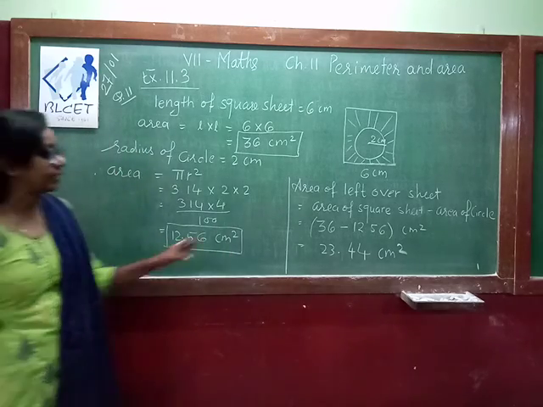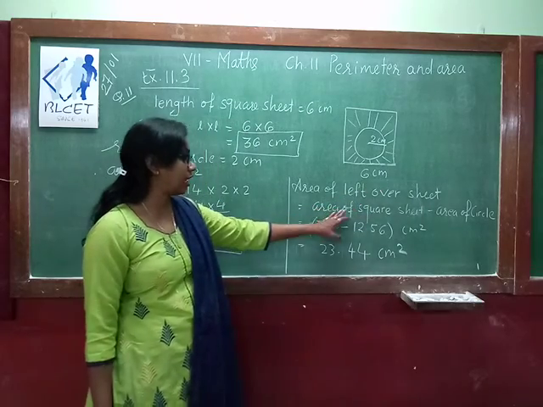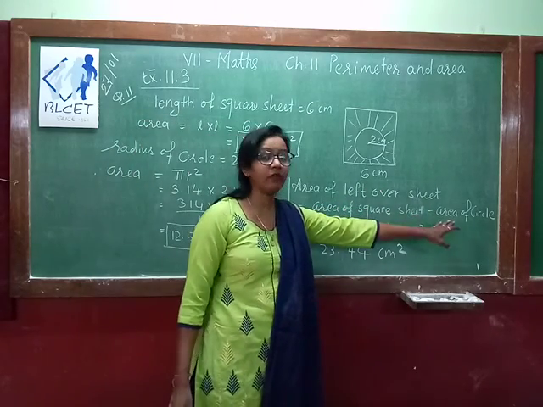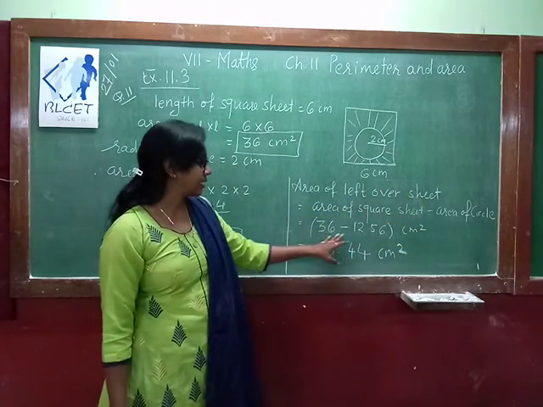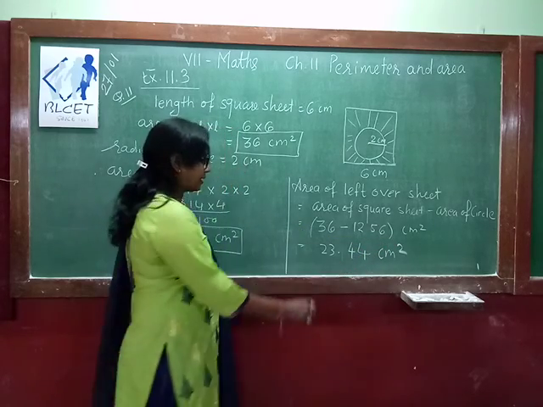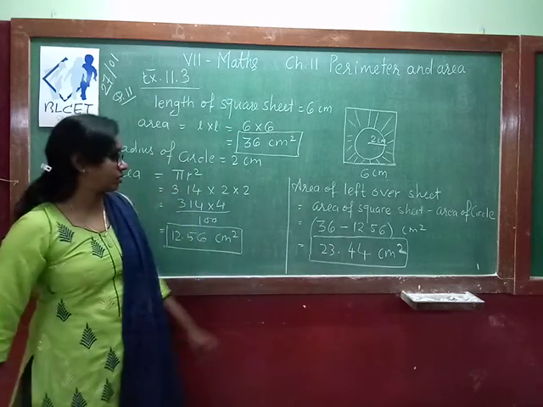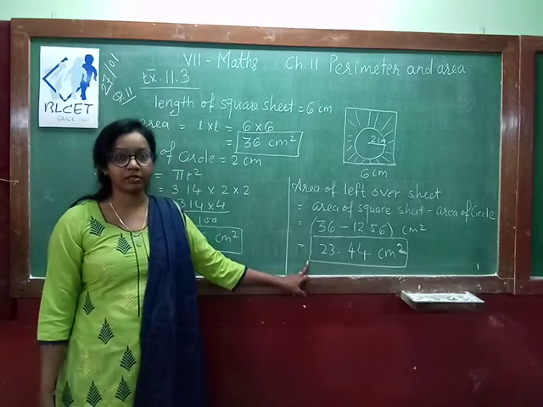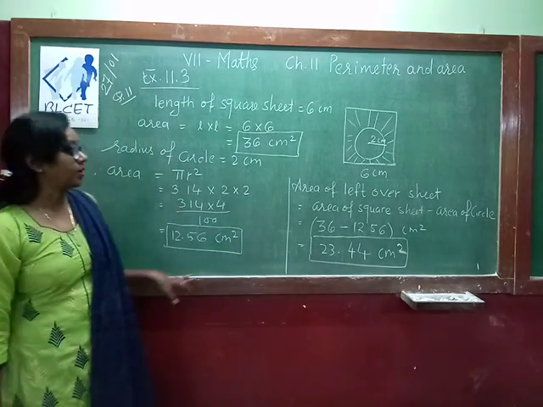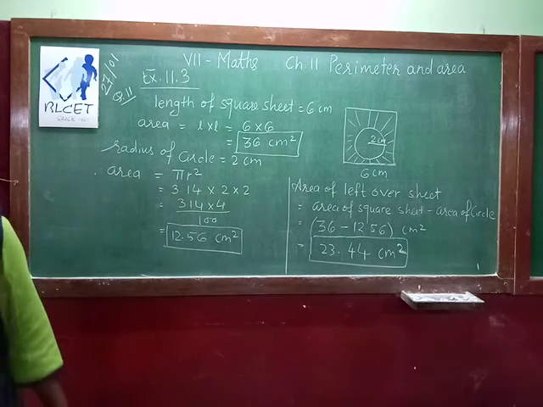Now we want to find the area of the leftover sheet. So what we have to do? Total area of square sheet minus area of circle. So 36 minus 12.56. Do the subtraction, you will get the answer 23.44 cm square. So this is the area of the leftover aluminium sheet. So this way you can solve question number 11. Move on to the next question.